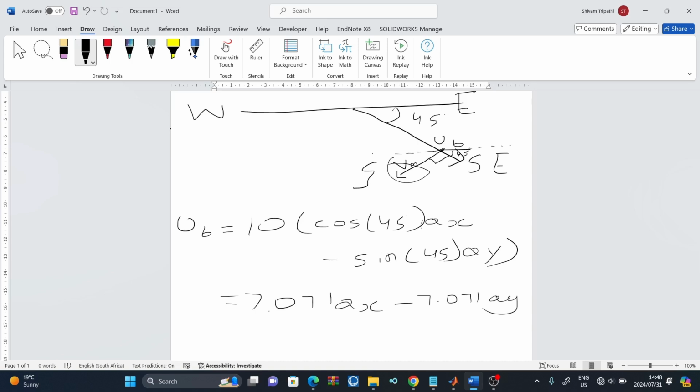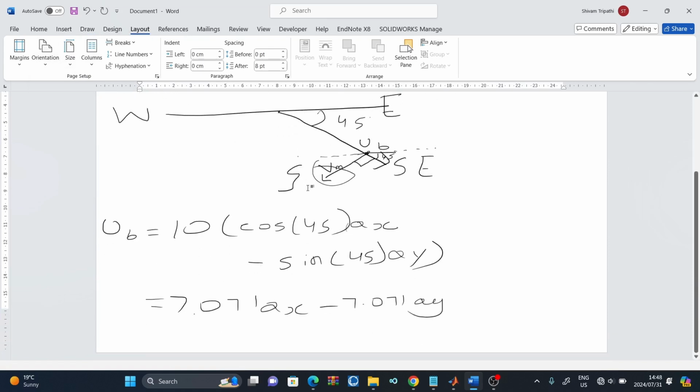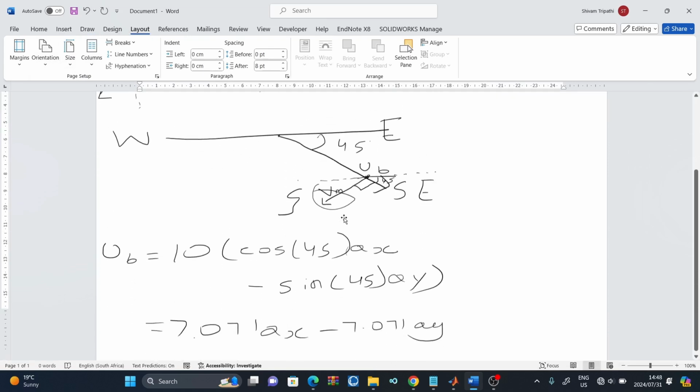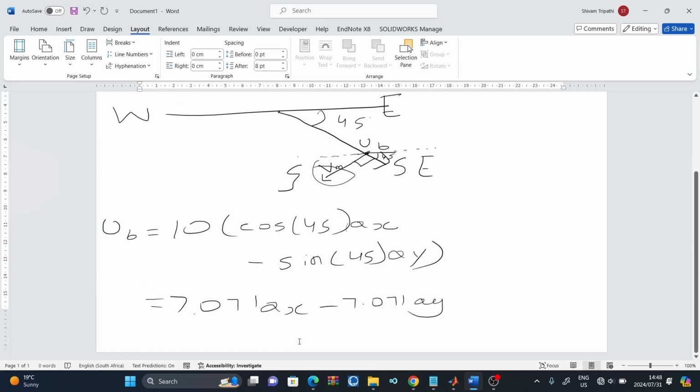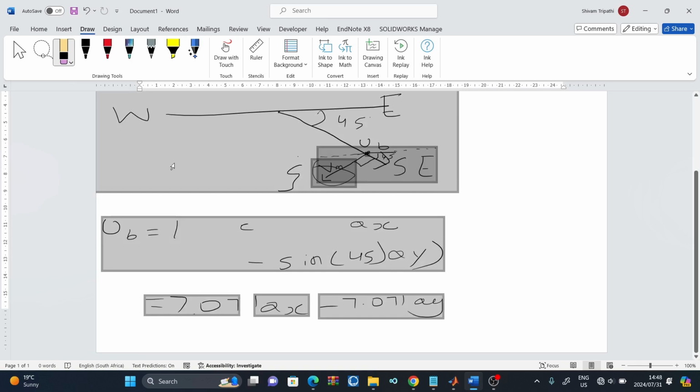Then let me just change the orientation of the page. Might work better that way. Then I'll just draw. So that's how the components for the boat are, right?